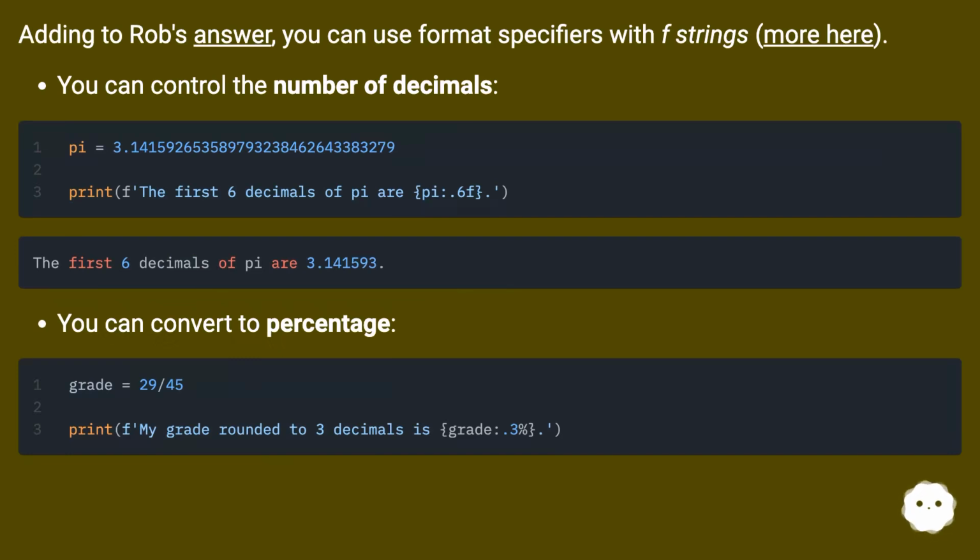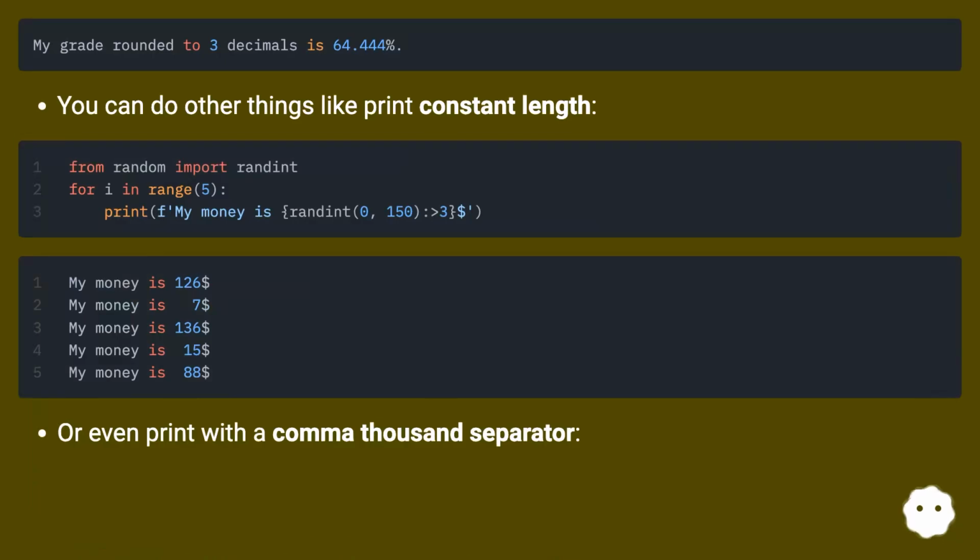Adding to Rob's answer, you can use format specifiers with f-strings, more here. You can control the number of decimals. You can convert to percentage. You can do other things like print constant length. Or even print with a 1000 separator.